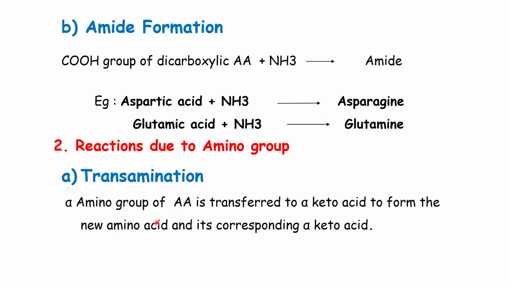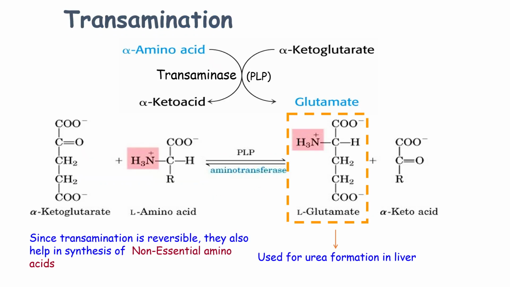You should write the definition first. The alpha amino group of an amino acid is transferred to a keto acid to form a new amino acid and its corresponding alpha keto acid. So this is called the transamination definition. You should write, no need to write the structural formula, but write the words alpha KG plus L-amino acid gives out L-glutamate plus alpha keto acid. So one amino group and one carboxyl group combine together to form a new keto acid with amino acid.